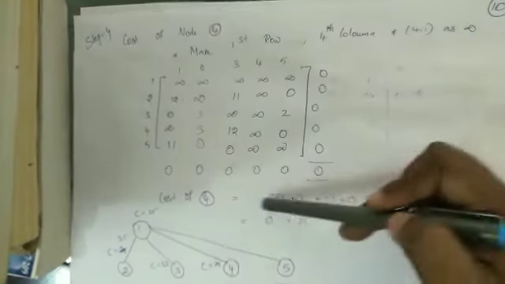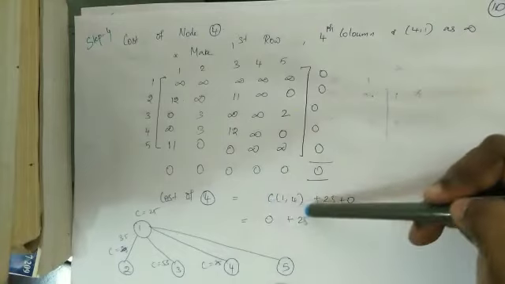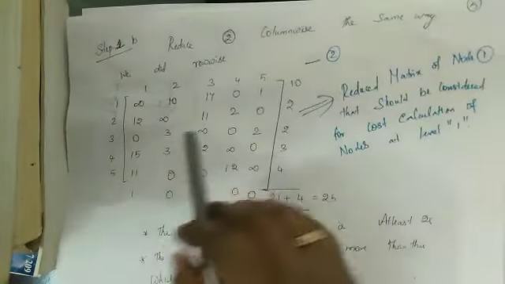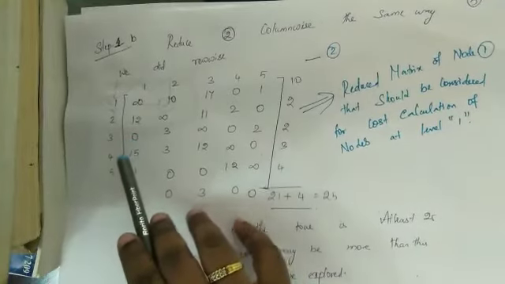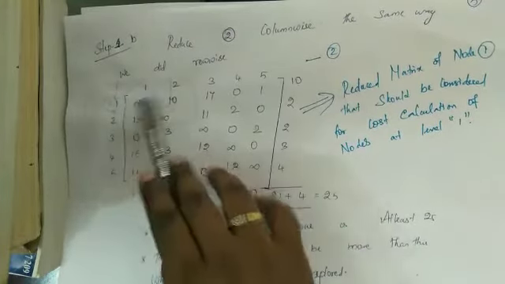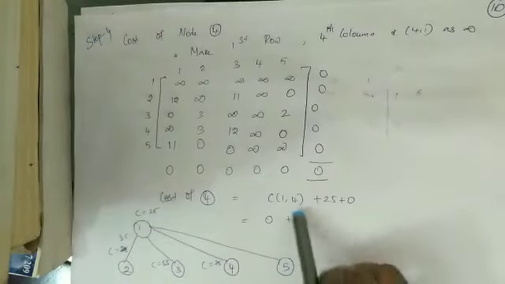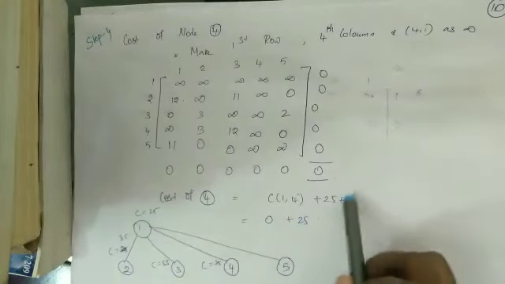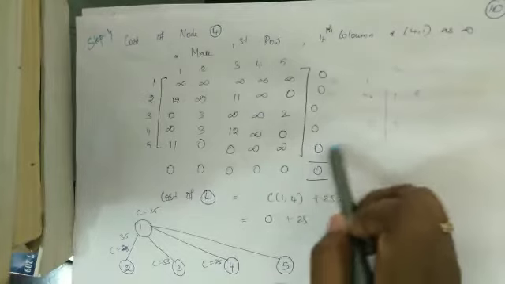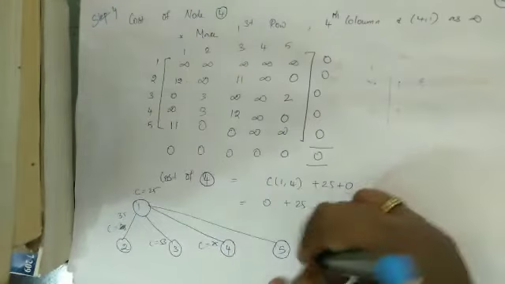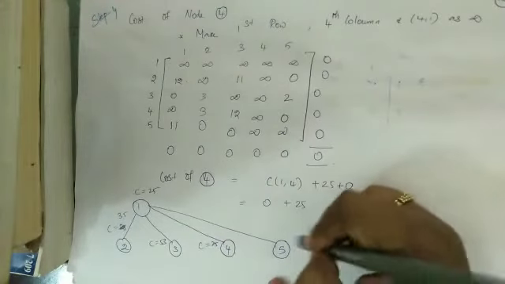So the cost of node 4 is the cost of 1 to 4. We need to understand this from the reduced matrix we got while calculating the node 1 cost. So 1 to 4 is 0, so there is no cost, plus the cost of the parent node, that is 25, and we did not find any reduced cost here, so that is 0. The cost of node 4 is 25. So now we are in a position to find the cost of node 5.